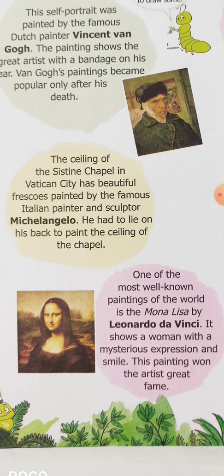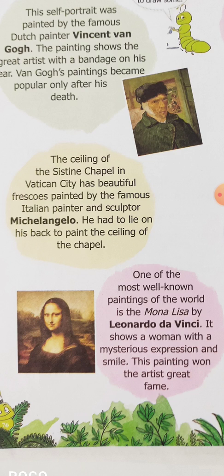The roof is very high up, around 30 to 40 feet high. Now, the roof of the chapel was to be painted. So who was called to paint those roofs? Michelangelo. He was the famous painter at that time, and he had to paint the Sistine Chapel.